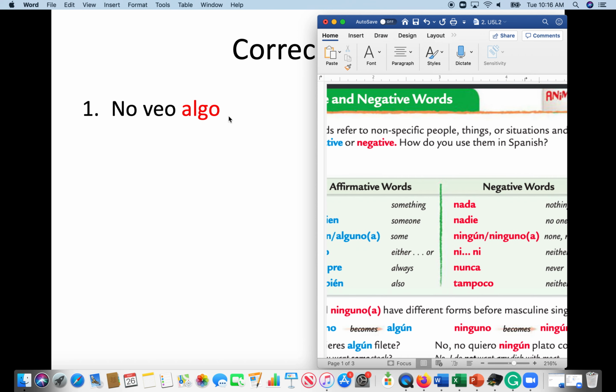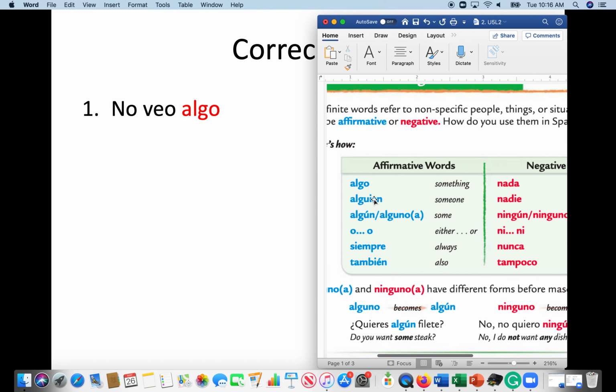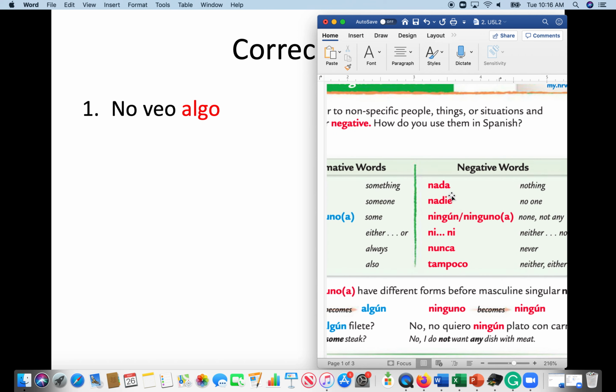No veo algo. Okay, I don't see nothing. I don't see anything. This in Spanish is wrong, right? Because algo is affirmative. Look, algo is something. This is wrong. We don't talk like that. So what will be the right answer here? No veo what? Nada. Nada.